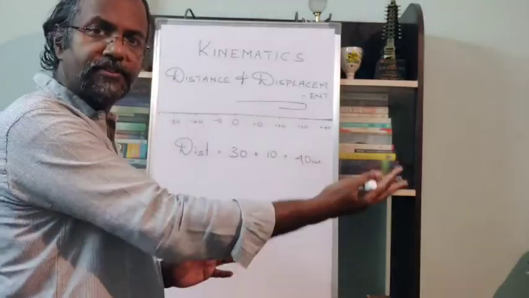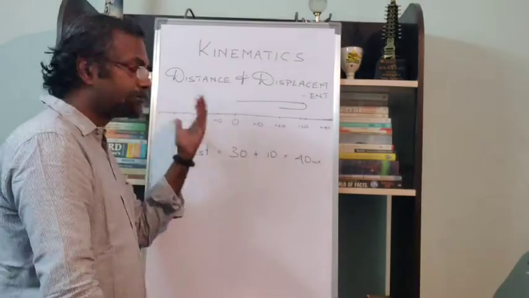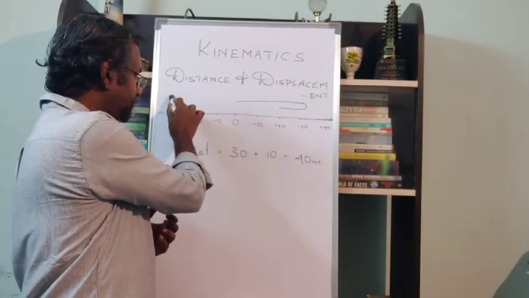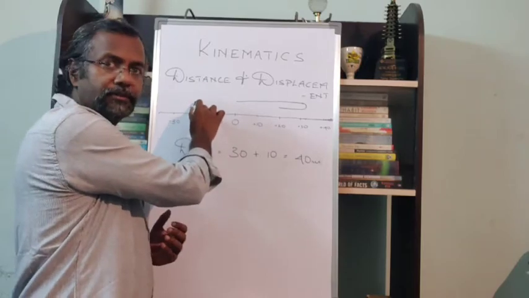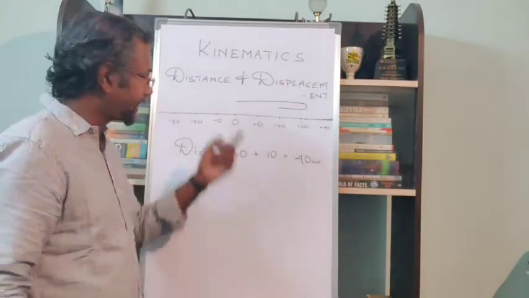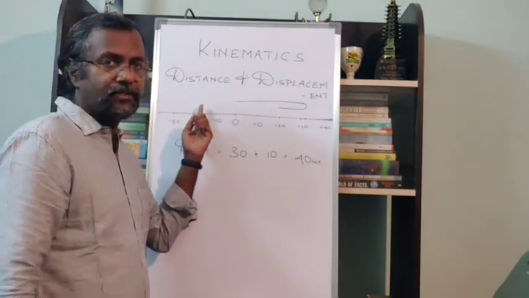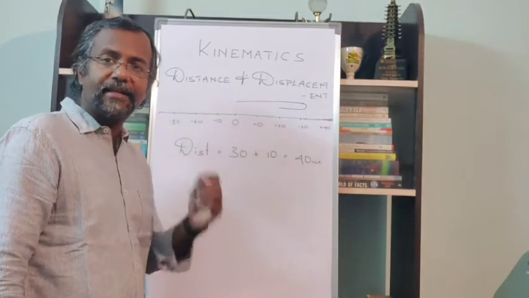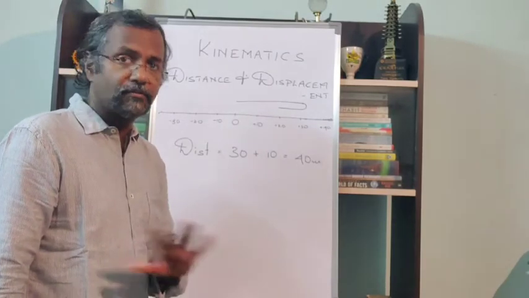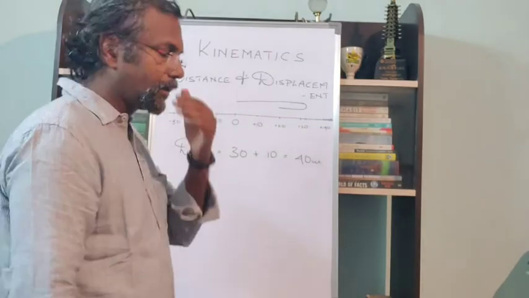Now let's say, instead of traveling to the right, the ball traveled backwards, to the left. It went 30 meters backwards and then 10 meters forward. What would be the distance traveled? It would be the same. Again, 30 meters plus 10 meters. The length of the path traveled by the ball, the distance, is 40 meters. Okay.